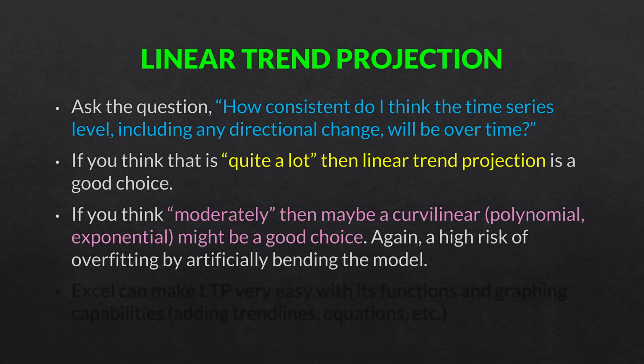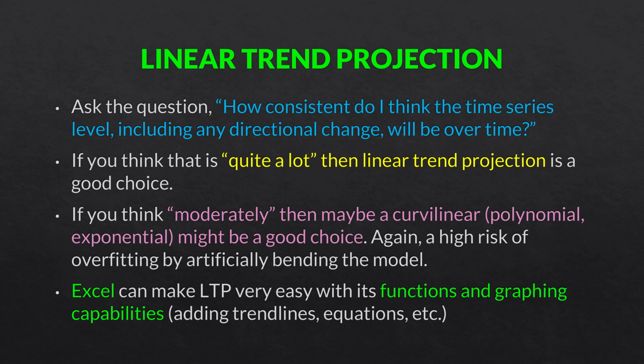But if we start bending the model to the data, then that future projection might be a lot worse. Excel can make linear trend projection very easy with its functions and graphing capabilities. It can easily add trend lines, equations, and so on. And I'm sure Google Sheets can do the same thing. So Excel will be our friend here to make this a lot easier.